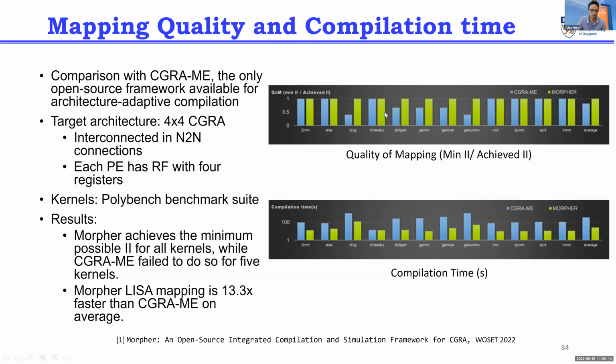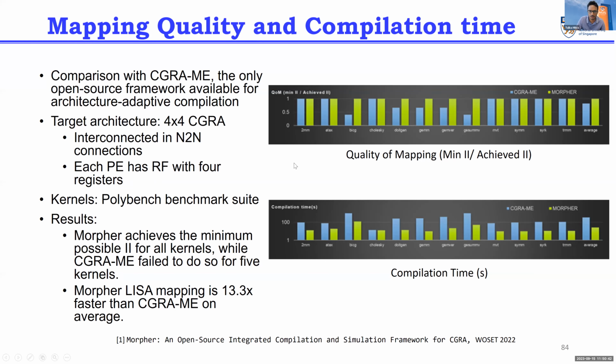So here are some results on the mapping quality and compilation time of our toolchain. We compared with CGRA-ME, because that is the only open source framework available which does architecture-adaptive compilation. In this case, we have a 4x4 CGRA with interconnect of neighbor-to-neighbor connections, and each PE has a register file with 4 registers.